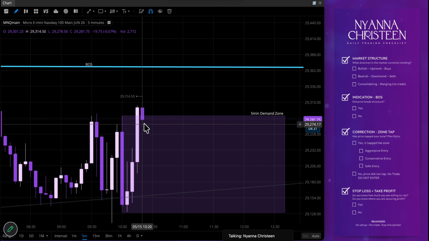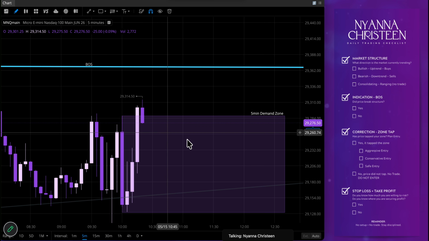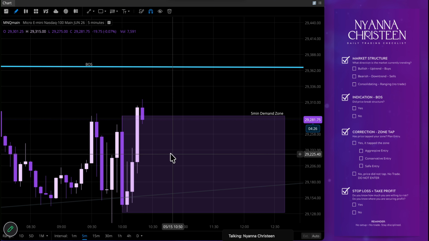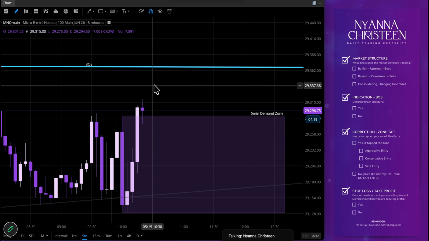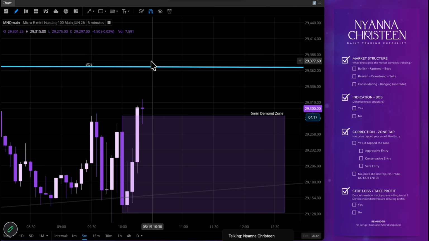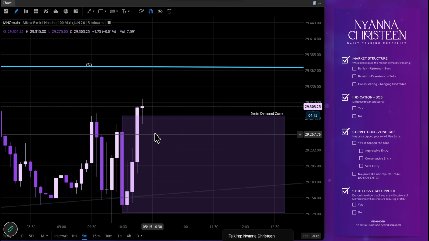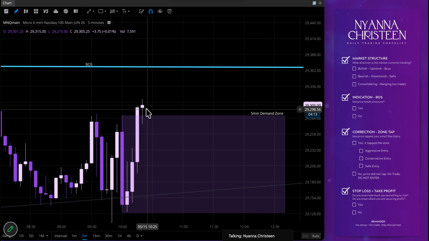Aggressive usually just gets in as soon as they get the tap. Conservative will wait for the tap and then wait for it to close outside the zone, or if it comes in deep and then starts pushing out with momentum into the direction that you're trying to catch a trade, like this would be momentum. So this will still be conservative. You can get in now.